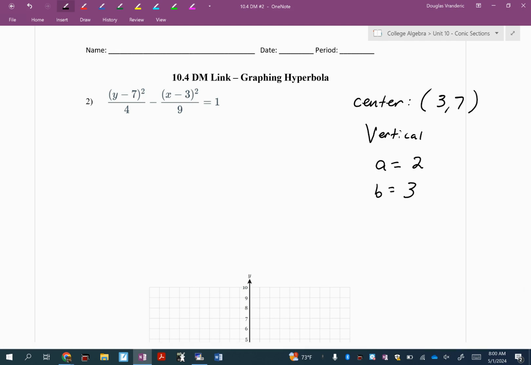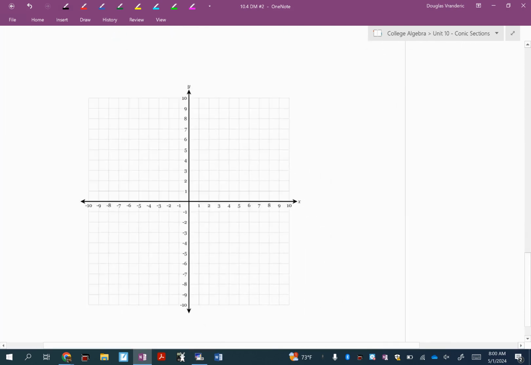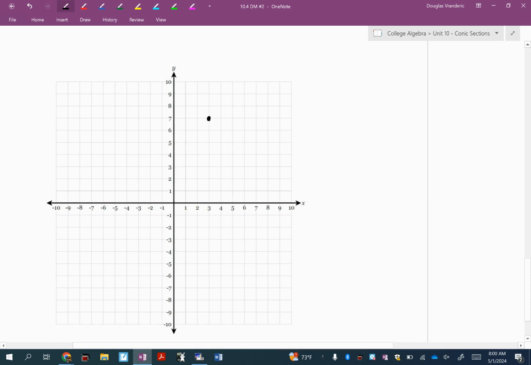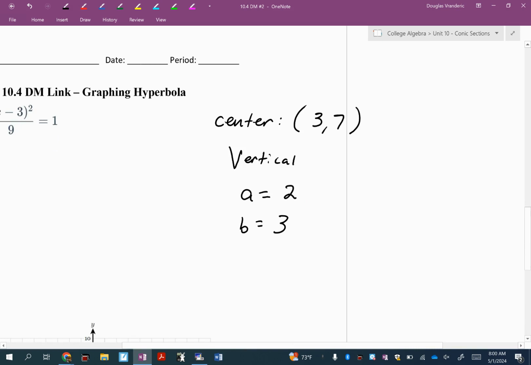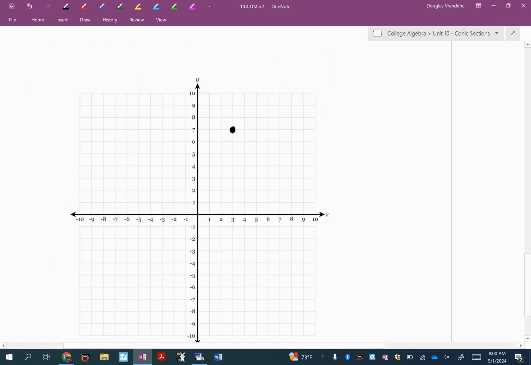All right, let's plot. Go to your grid. I'm plotting 3, 7. Now, which way am I moving for the vertices? Which way am I going to move for the vertices? What type of hyperbola is it? It's vertical. So the vertices are going to move that direction of up and down. Very good. So I'm going to move up and down 2 units.